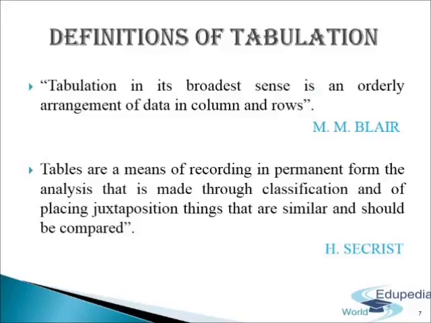According to M. Blair, tabulation in its broadest sense is an orderly arrangement of data in columns and rows. According to H. Sechrist, tables are a means of recording in permanent form the analysis that is made through classification, and of placing in juxtaposition things that are similar and should be compared. The above definitions bring out the broad structure of a table. It clearly suggests that tabulation gives the data an orderly arrangement and highlights its basic characteristics.